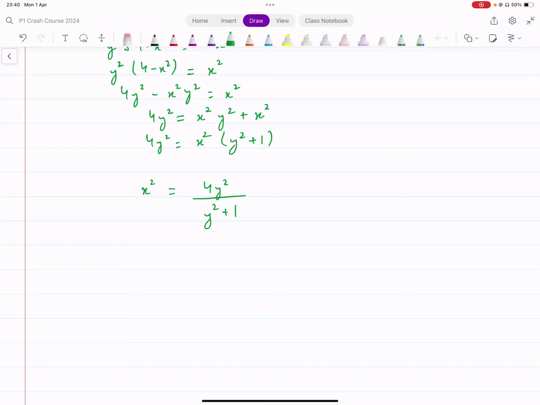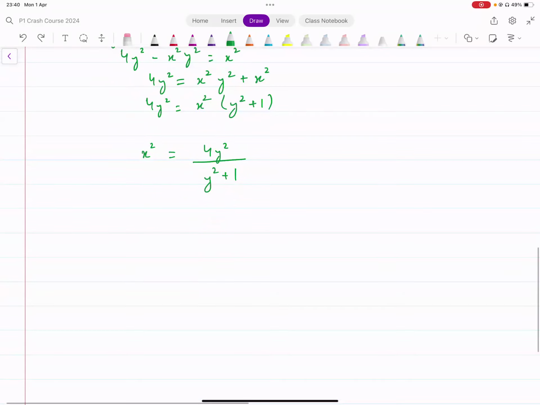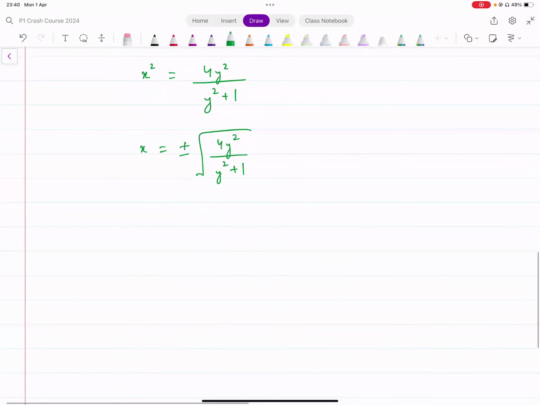Now is the final step. You have to take square root on both sides, right? Because you've got x squared, you want x only. So now you take square root on both sides. When you take square root, however, remember, you always have to put plus minus. So it becomes plus minus square root of 4y squared divided by y squared plus 1. Make sense? Now, the numerator could be simplified, and that would give you plus minus 2y over square root of y squared plus 1. This is what you end up getting.